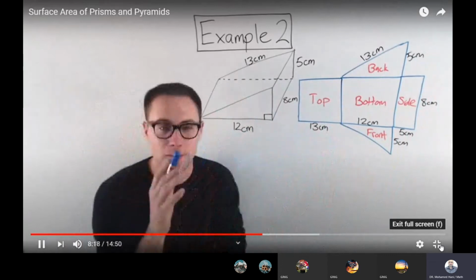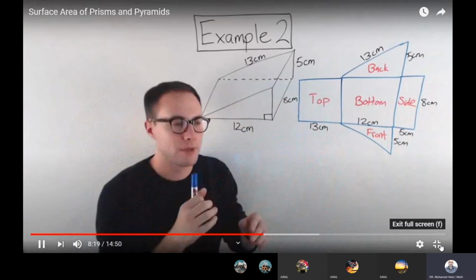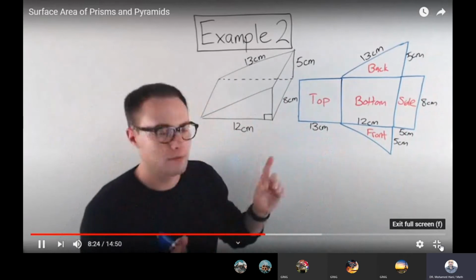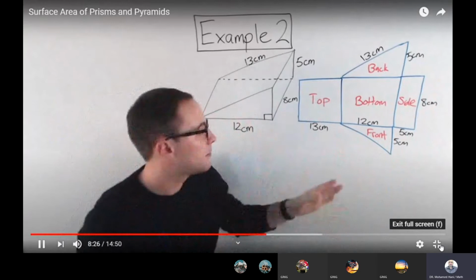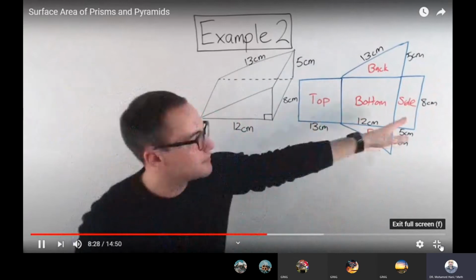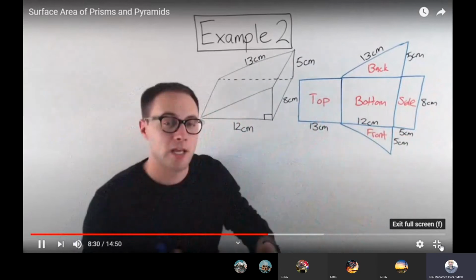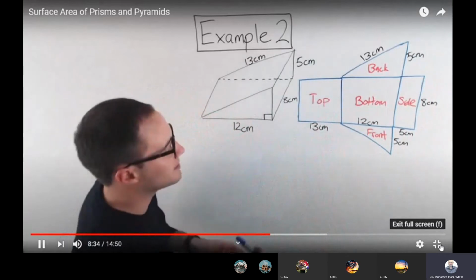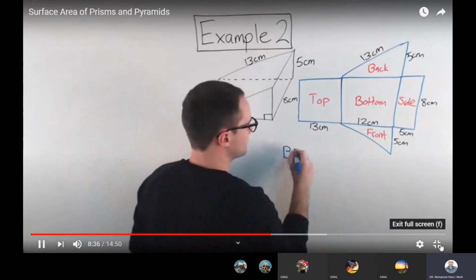Now here, it's not going to be quite as simple as the prism because some of our shapes are doubled, right? The back and the front are the same, but top, bottom, side, they're not the same. So you can't just multiply it by 3. So just be careful on that. Let's start with the back and the front.